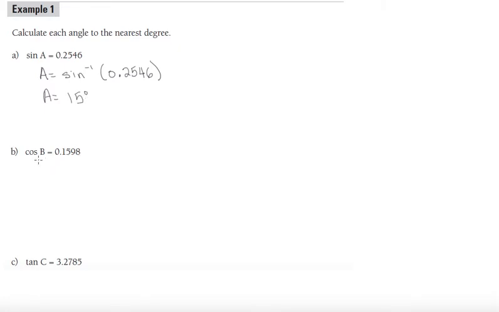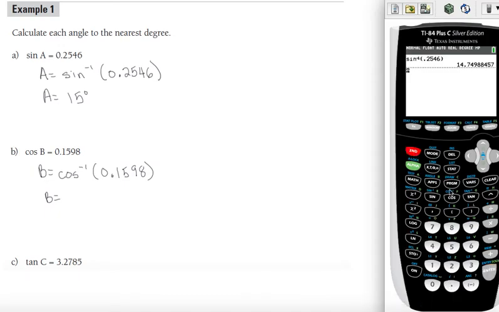Now let's look at this one. We know the cosine of B is the adjacent divided by the hypotenuse, which gives us 0.1598. We don't know what B is, but we can find B. We have the ratio, so we're going to take the inverse of the ratio, 0.1598, to find out what the angle is. So B is equal to second function cosine and 0.1598. Again, your calculator will work the same way for these as it did for the sine.